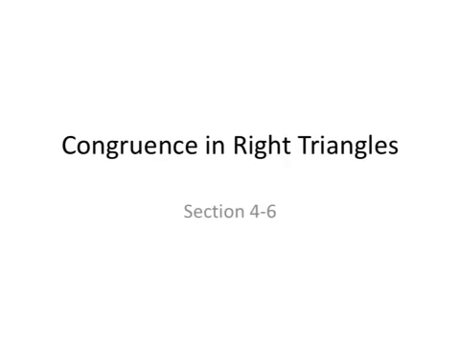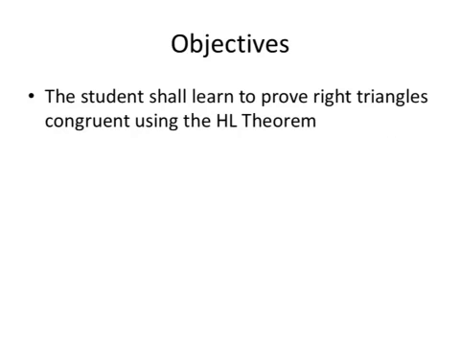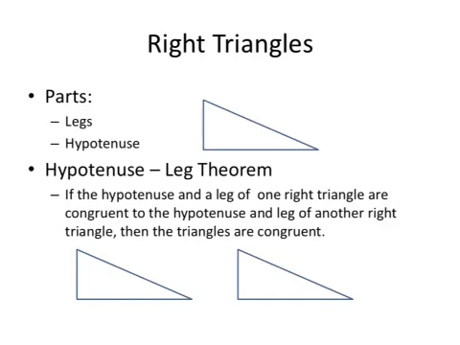Going to talk about congruence in right triangles. We have a special theorem that we're going to use when we're trying to prove right triangles are congruent, and it's called the HL theorem. So, when we have right triangles, we have parts of right triangles. We have legs, which are the two shorter sides, and we have a hypotenuse, which is a longer side.